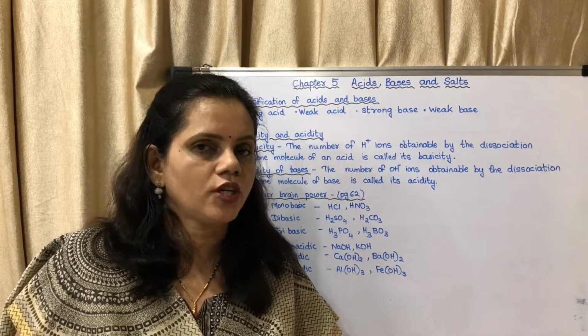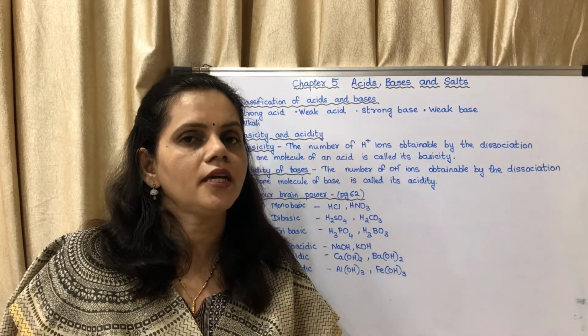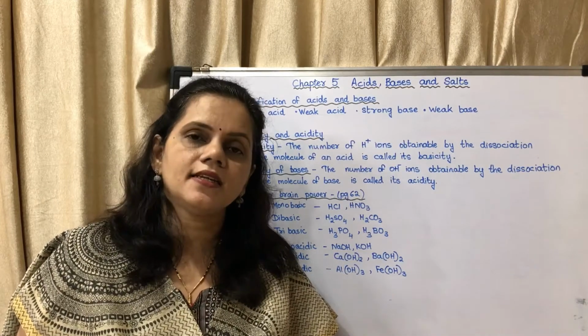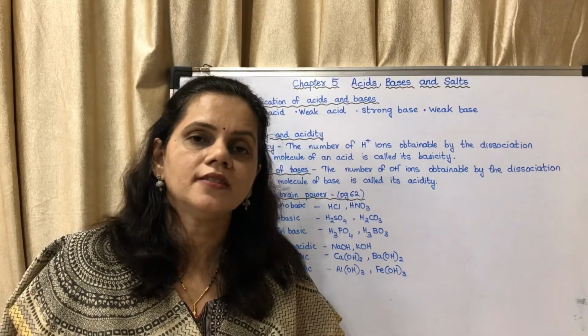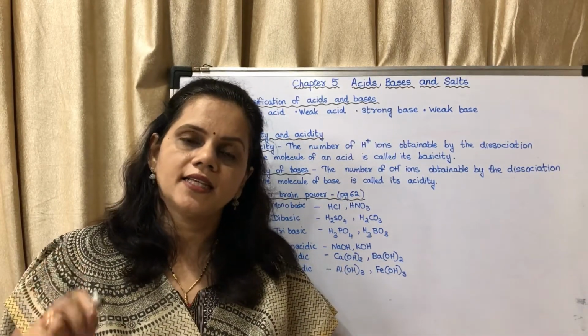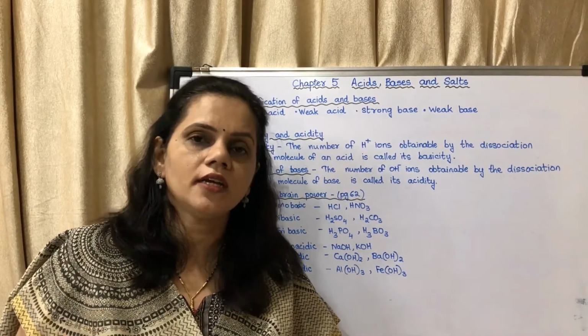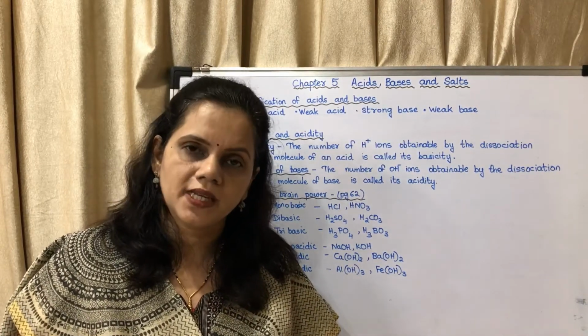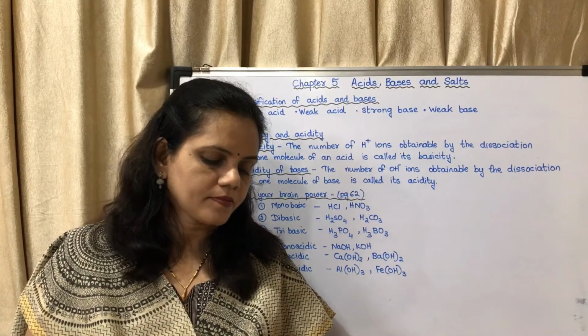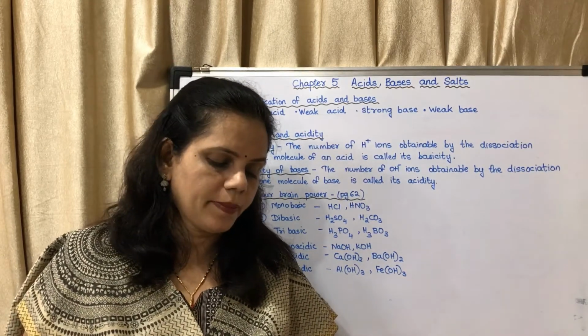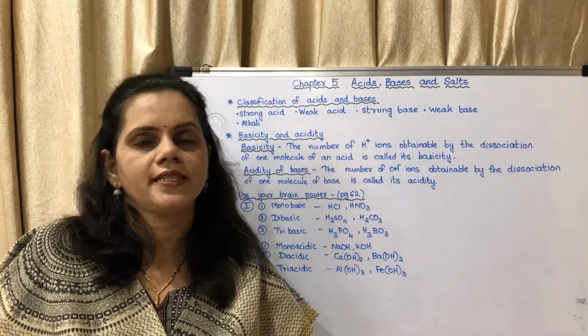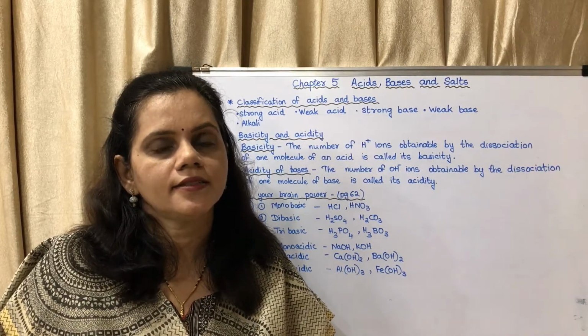Below H2CO3, what will be the number? It will be 2. Below H3BO3, what will be the number? 3. Why? Because it is H3. So it will form 3 H plus ions. So its basicity is 3. Next is H3PO4. So what will be its basicity? Its basicity will be 3.